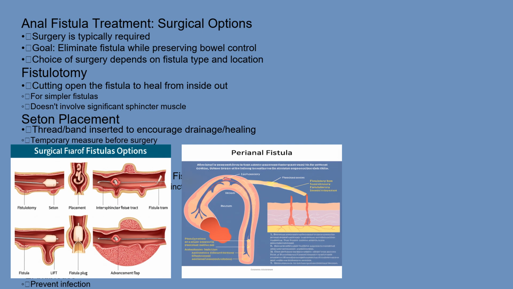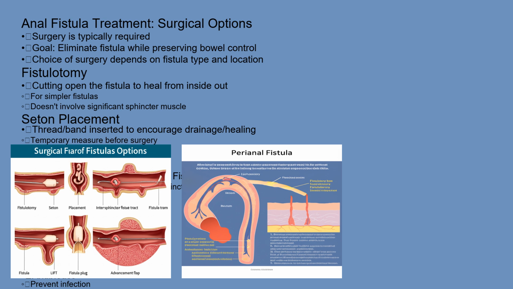Treatment for anal fistulas usually involves surgery. Unfortunately, fistulas rarely heal on their own. The primary goal of surgery is to eliminate the fistula while preserving bowel control. Several surgical options are available, and the choice depends on the type and location of the fistula. A fistulotomy, where the fistula is cut open to allow it to heal from the inside out, is a common procedure for simpler fistulas that don't involve a significant portion of the sphincter muscles.